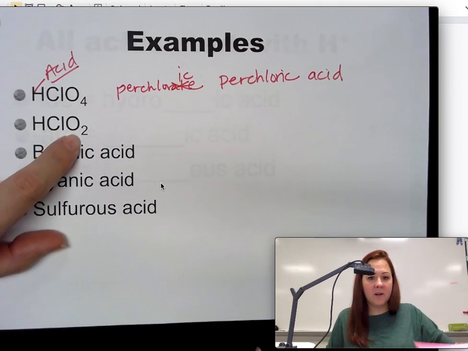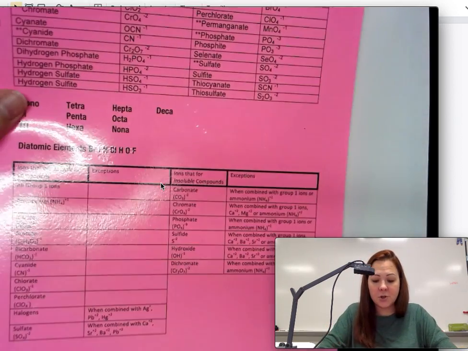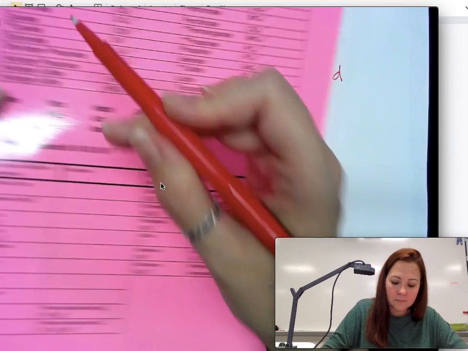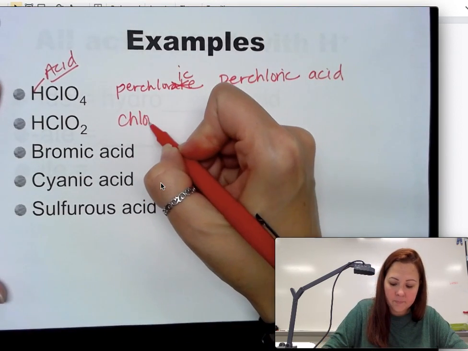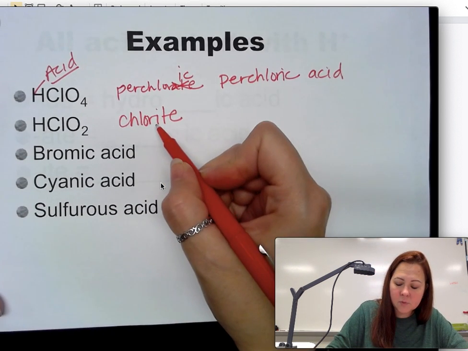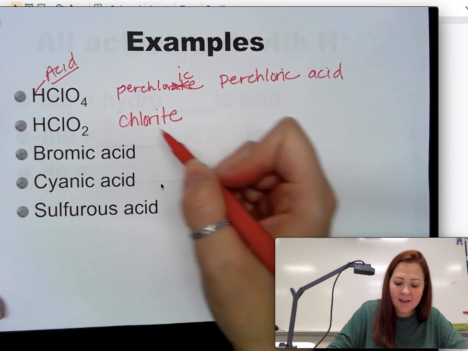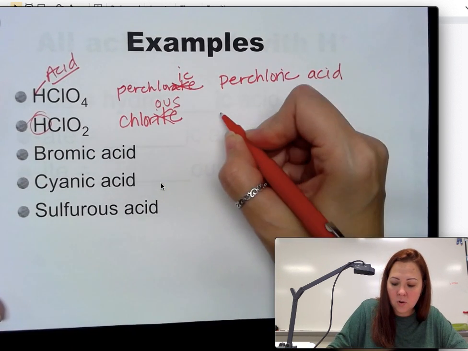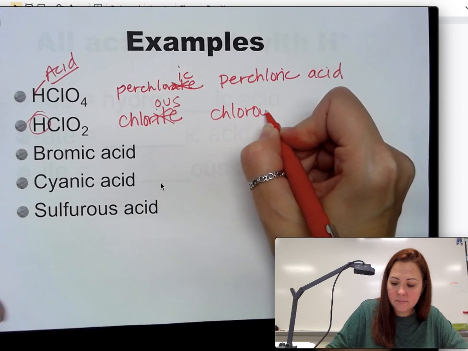ClO2, when we find it on our polyatomic ion chart, is called chlorite. So chlorite, when I swap it out and turn it into my acid, ite is ous. So this one is called chlorous acid.